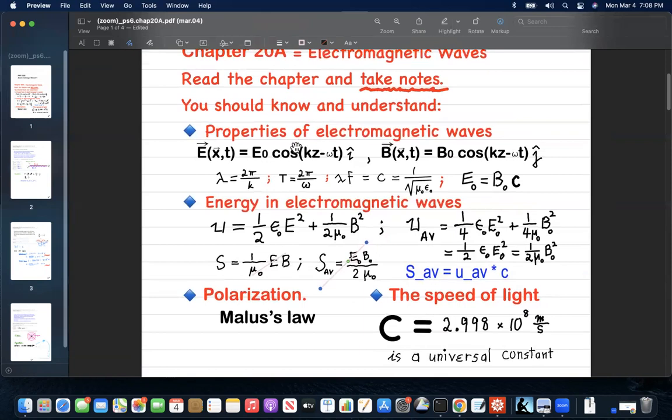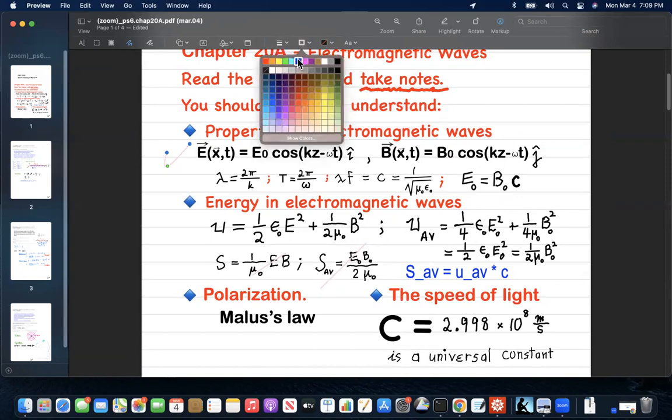One property of electromagnetic waves is called polarization. In what direction is the electric field oscillating? Well, as I've written it here, it's in the x direction, but it could just as well be in the y direction or in the z direction. It just has to be perpendicular to the direction of motion.